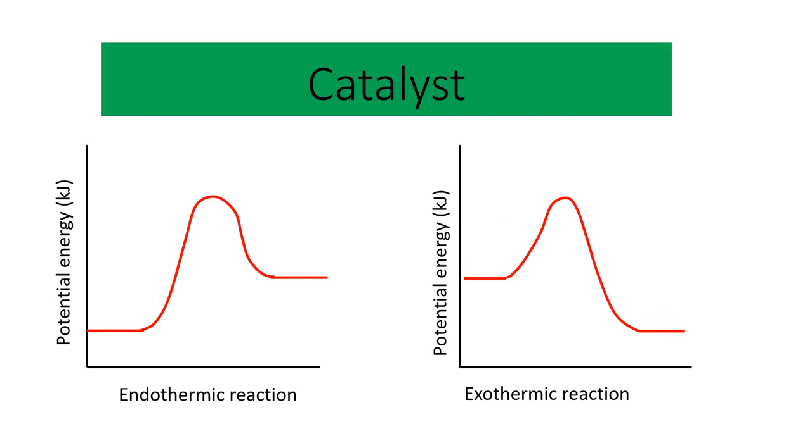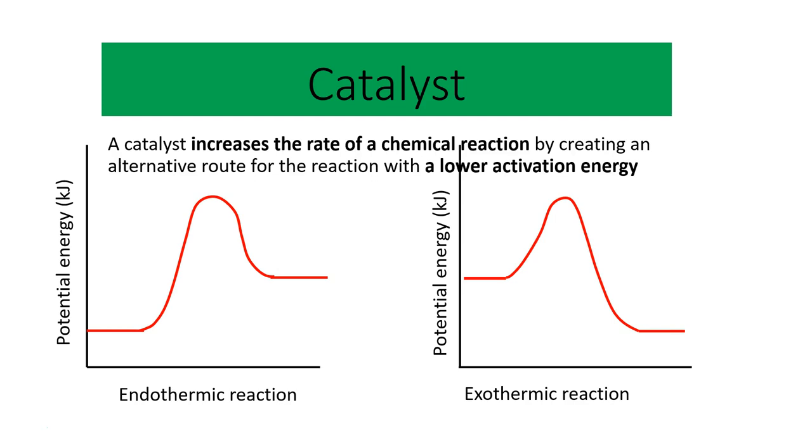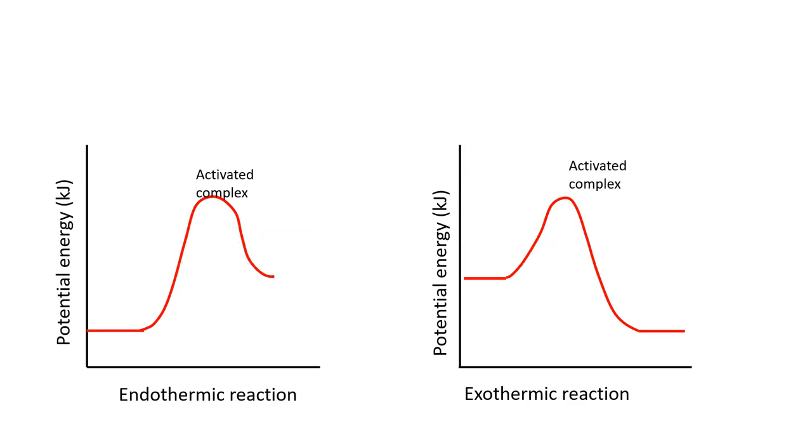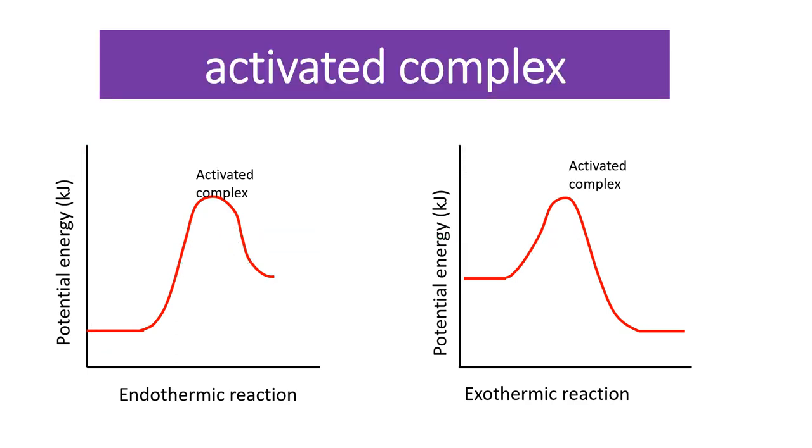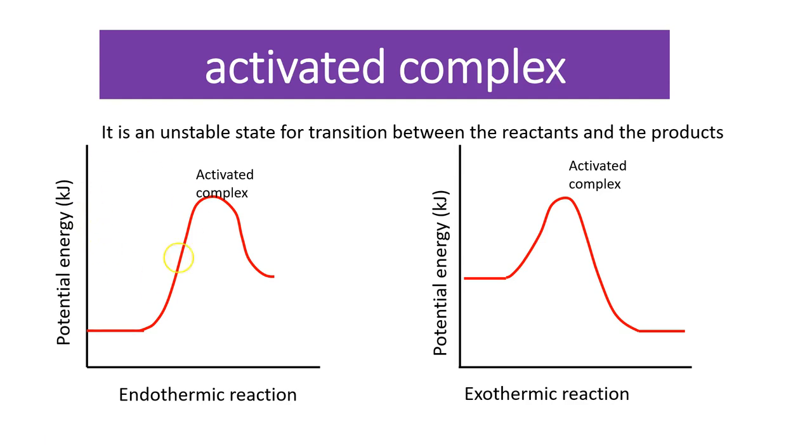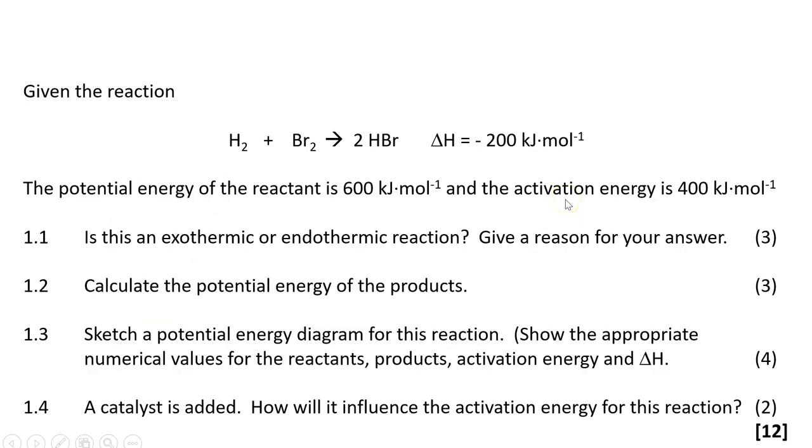Let's look at the influence of a catalyst. What a catalyst does is it increases the rate of the reaction by creating an alternative route for the reaction with a lower activation energy. And often they will ask you to indicate on the graph how the catalyst will have an influence. It will just lower the activation energy, so this bend will be slightly lower. Okay, there I indicated it on both graphs. Our activated complex, we spoke about that as well. This is where I indicate on my graph where my activated complex forms.